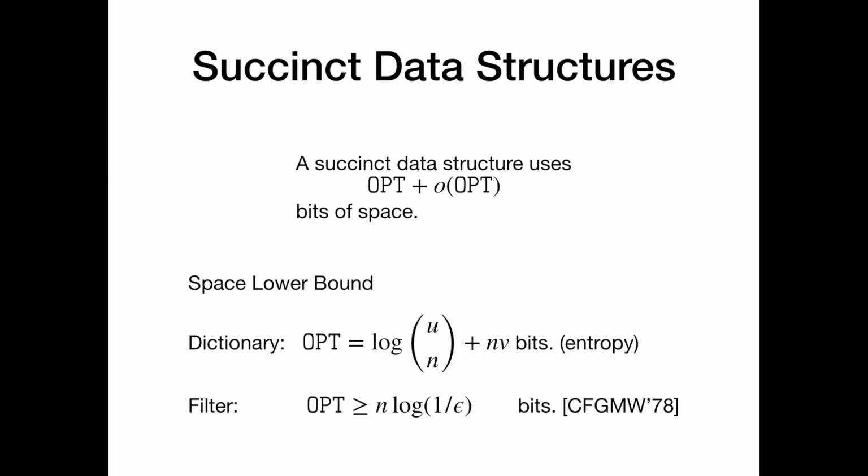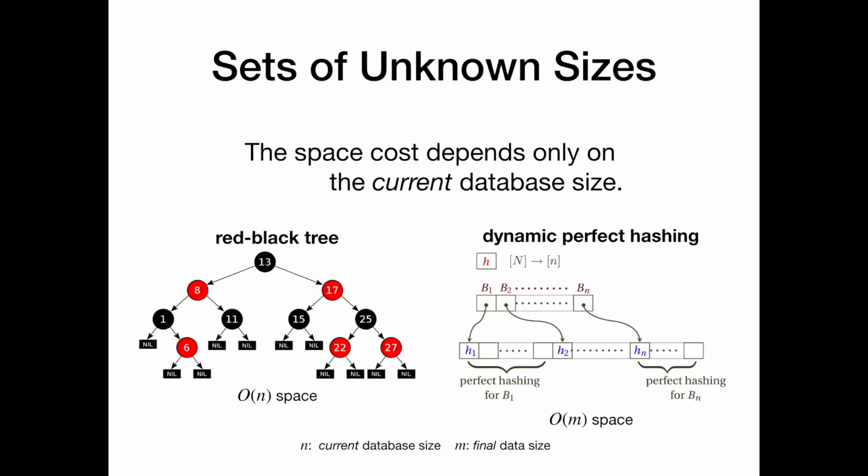In 1978. In the setting of unknown sizes, the final size of the database isn't known in advance, so the space cost of the data structure has to depend only on the current database size over its lifetime. One example is the red-black tree. One counterexample is dynamic perfect hashing.